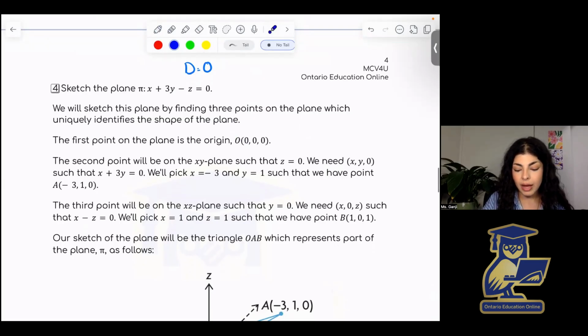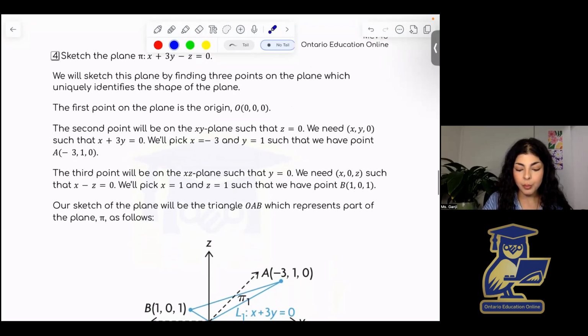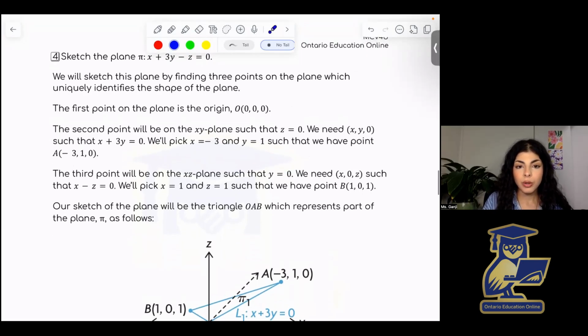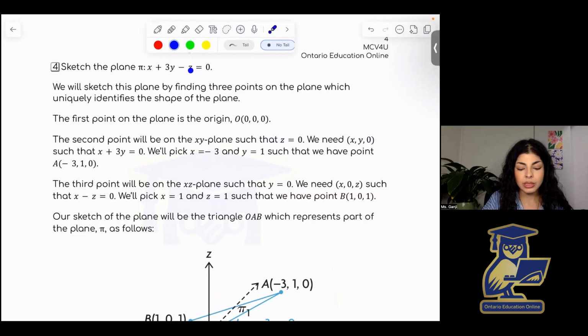And the easiest way here would be the x, y, and z intercepts. But for example, we can also see right away that the origin is a point on this plane because 0, 0, 0 would produce 0. So that's already one of our points. So another point we pick will be when, or sorry, starting with this one, z is equal to 0. So in this case, you have x, y, and 0, and we want the equation to be satisfied by this. So here, if z is equal to 0, you have x plus 3y is equal to 0.